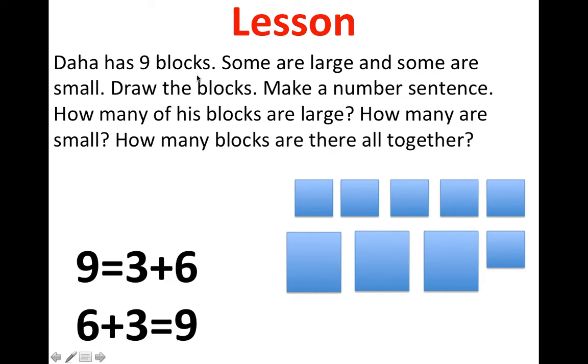So we drew the picture, we made a number sentence. Let's answer these questions. How many of his blocks are large, or how many of his blocks are big? From the picture, we can see we have 3. How many are small? We have 6 that are small. And how many altogether? 9, because the story already gave us 9. In this problem, I chose 3 and 6 to make 9. That's just my way of doing it.